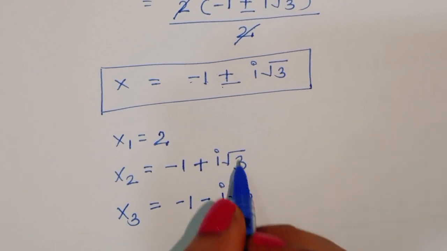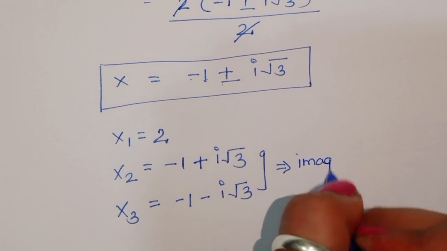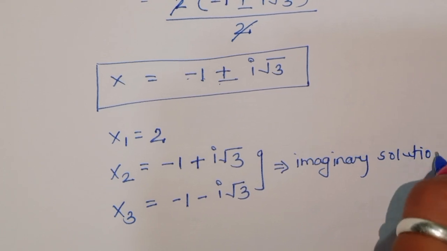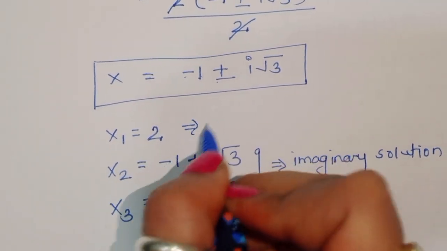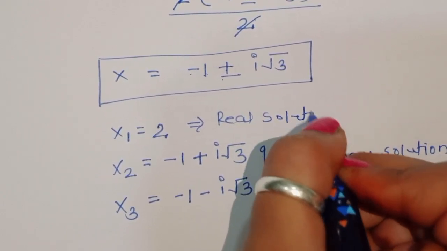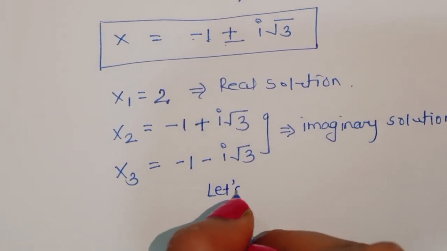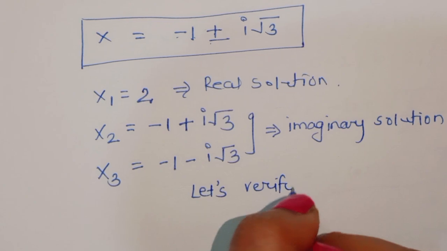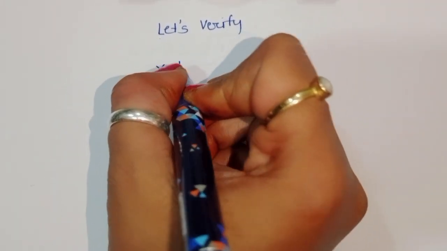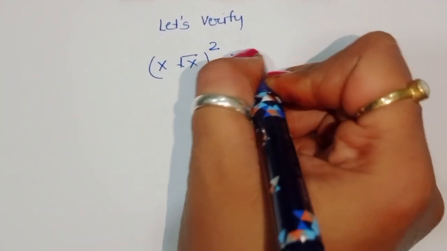These are imaginary solutions, and this is the real solution, x1 is equal to 2. Now let's verify this value. Let's verify. So the question is x times square root of x, whole squared, is equal to 8.